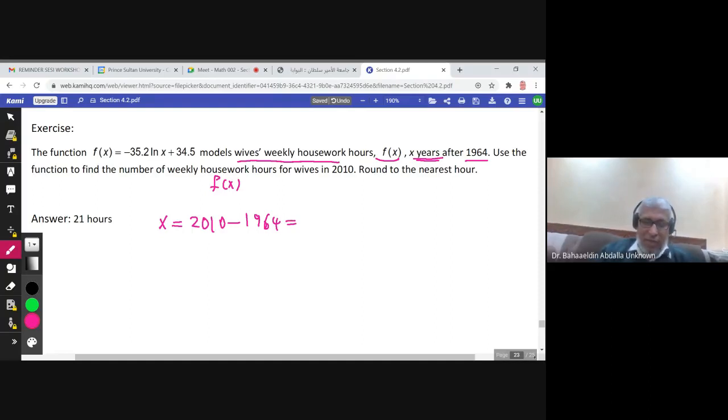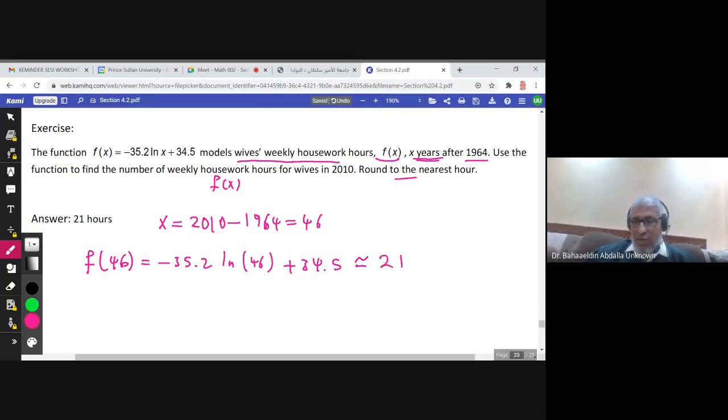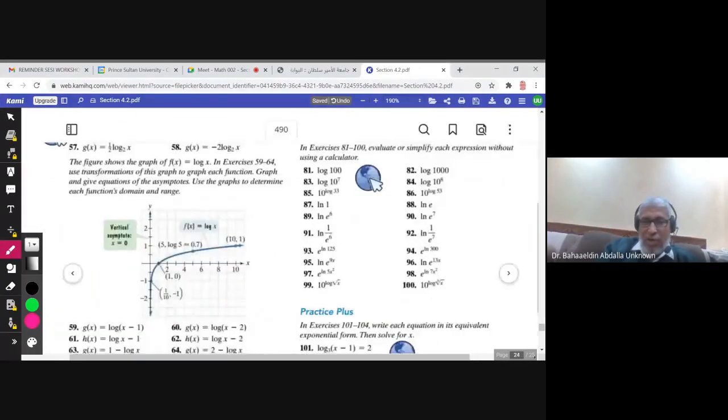If you use the calculator, the answer is 46. So he needs f of 46. So you replace x by 46 in the equation. So you write negative 35.2 ln of x, and you replace x by 46, plus 34.5. You will find that the answer is 21 hours. Round to the nearest hour. So maybe the answer is not 21, maybe it's 20.8, something like this. Then you round it to the nearest hour, you make it 21 hours.